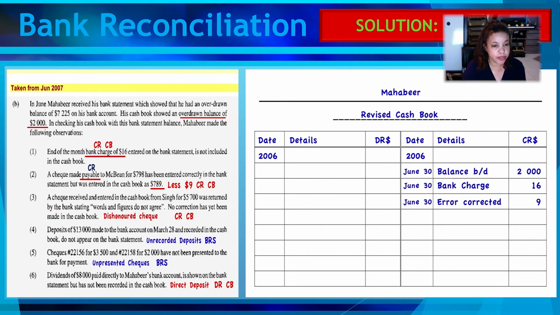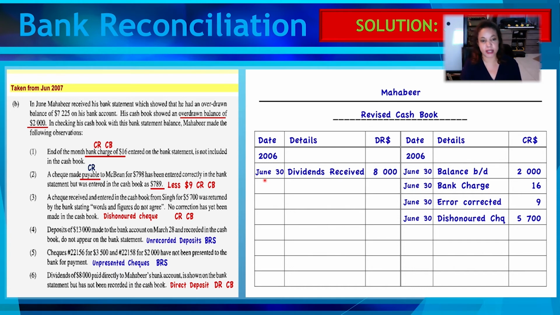You go to number 3, this one on a check, credit side, 5,700. Number 4 and number 5 are for the bank reconciliation, so we're skipping those for now. We haven't reached there as yet. And the last one, a direct deposit, which will go on the debit side, $8,000. So we have done everything for the revised cash book, or updated cash book.